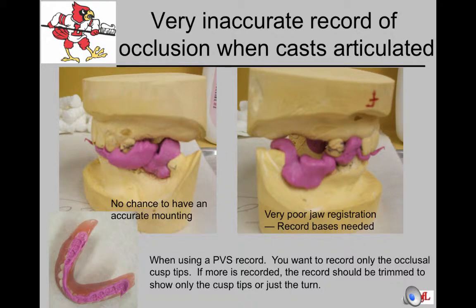When you're using PVS as a record, polyvinyl siloxane, you want to record only the occlusal cusp tips, as is shown on the lower picture on the left. If more than that is recorded, the record should be trimmed back to show only those cusp tips. If soft tissue is involved, you will have an inaccurate mounting.